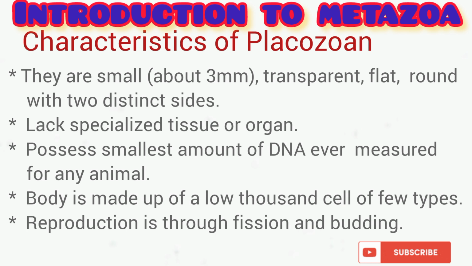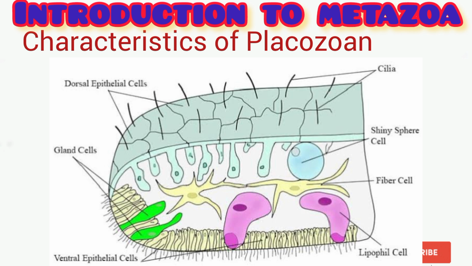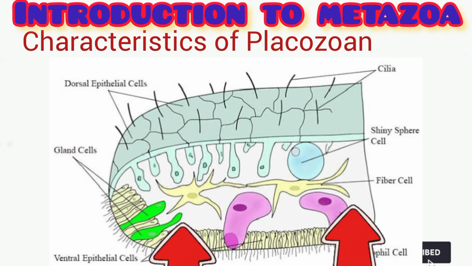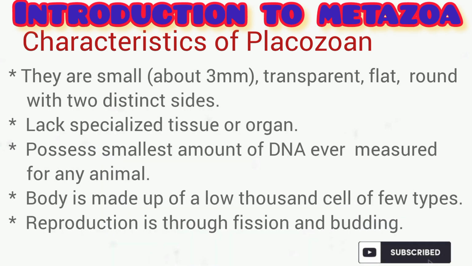What are the characteristics of the Placozoans? As you expect, they are small, flat, and round with two distinct body sides, the dorsal side and the ventral side, as you can see from the diagram. They lack truly specialized tissue or organ. Note that they possess loosely bonded tissue.